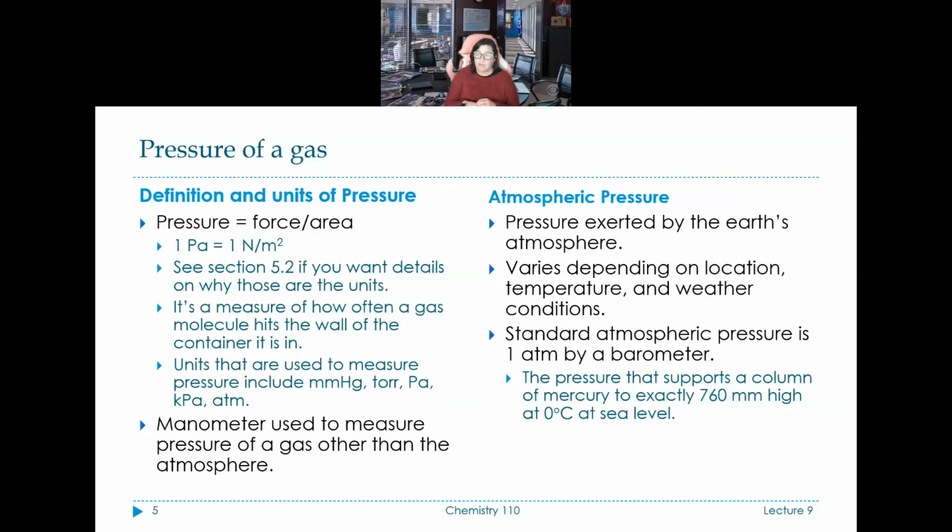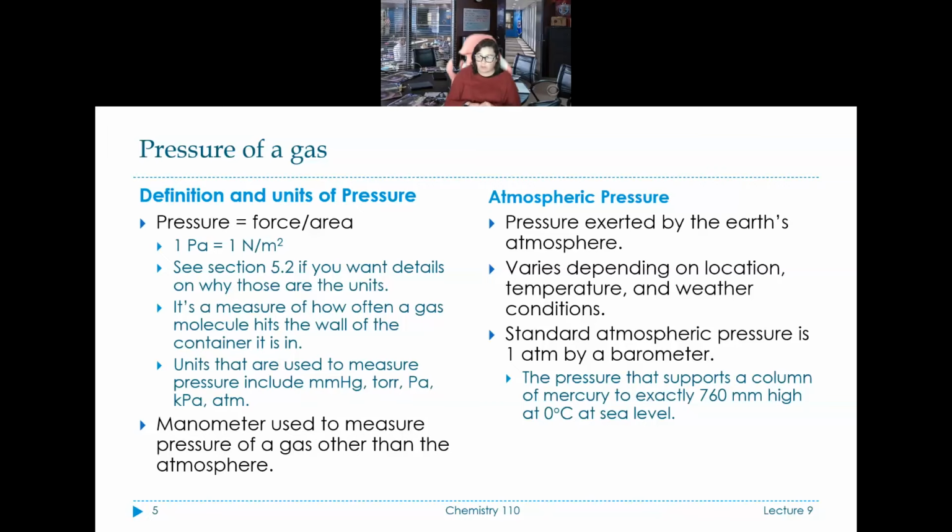Atmospheric pressure is the pressure exerted by the Earth's atmosphere. So all this gas that's in the atmosphere is the pressure that's exerted by that. That's going to vary based on a couple of things: location, temperature, and weather conditions. You should see why that is as we go through this conversation.